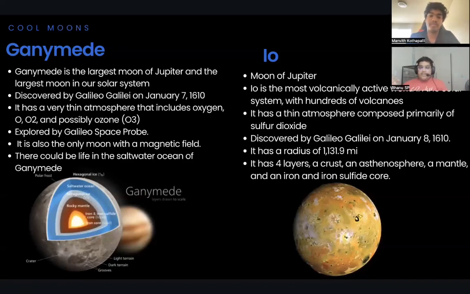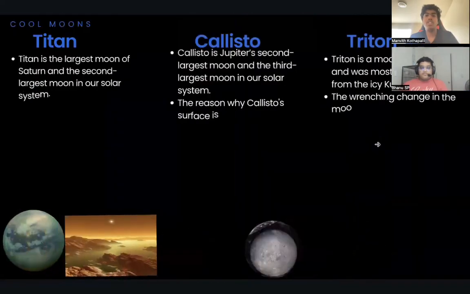Io is a moon of Jupiter and is the most volcanically active world in the solar system, with hundreds of volcanoes, some erupting lava fountains dozens of miles high. It has a thin atmosphere composed primarily of sulfur dioxide and was discovered by Galileo Galilei on January 8th, 1610. It was also explored by the Galileo space probe. It has a radius of just around 1,100 miles and is the closest moon to Jupiter. It has 4 layers: a crust, an asthenosphere, a mantle, and an iron sulfide core.